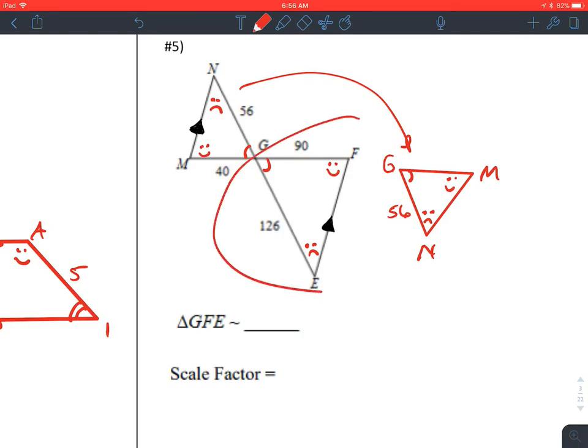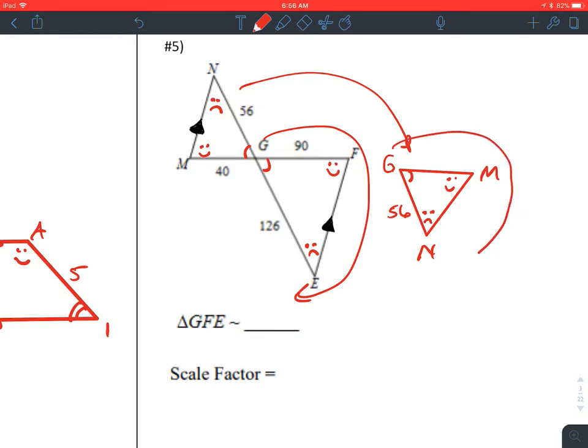Okay, so I'm comparing these two triangles. We got triangle GFE, and I'm going to go triangle GMN. The order matters. Scale factor, since GFE came first, it's triangle GFE on the top.